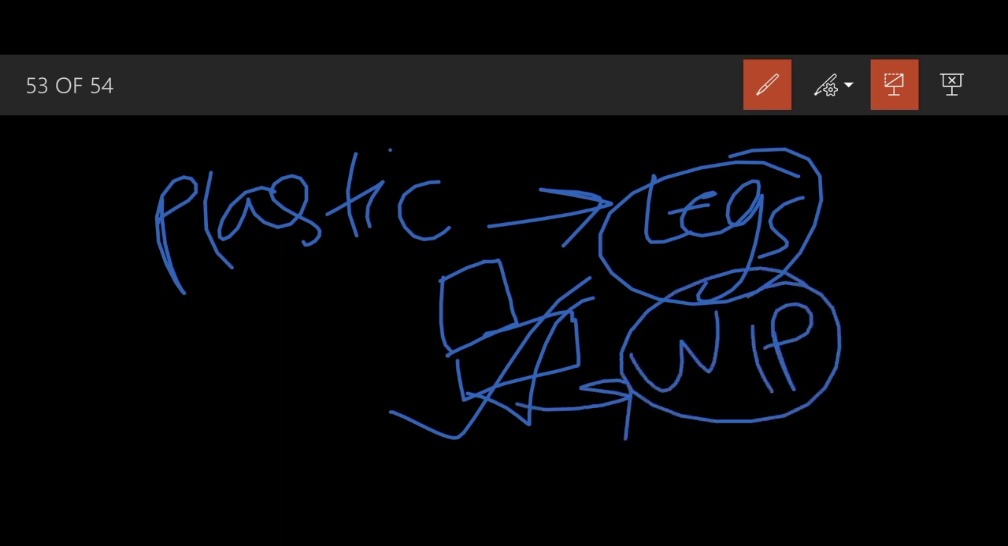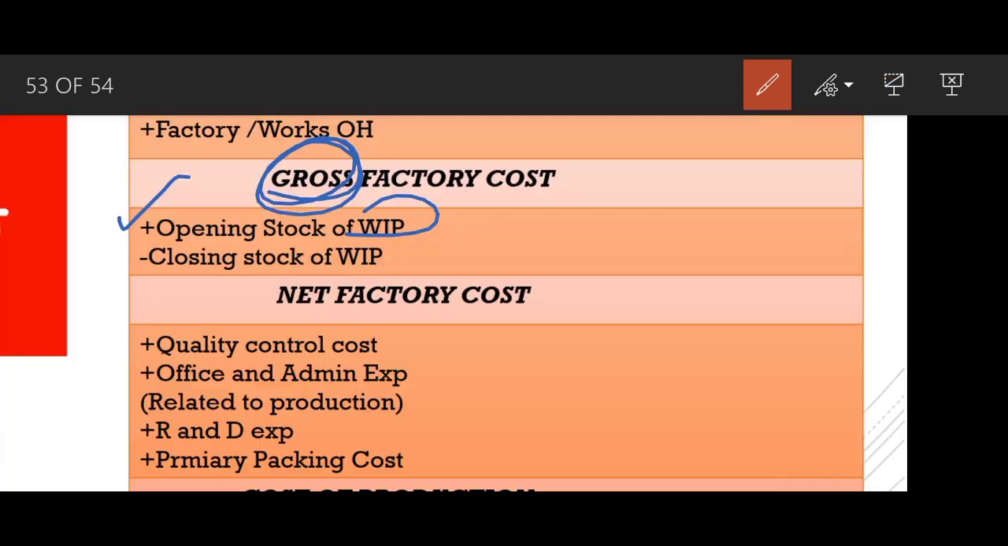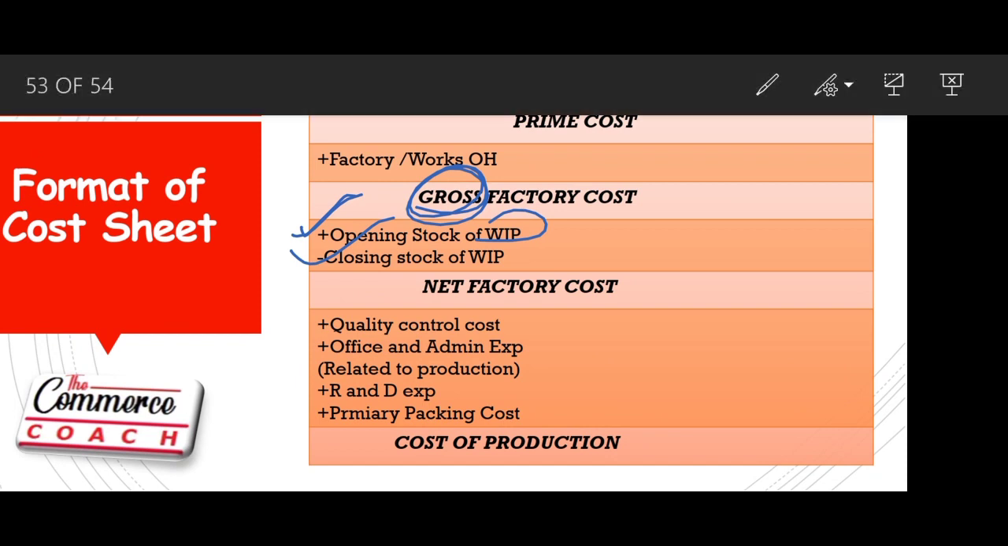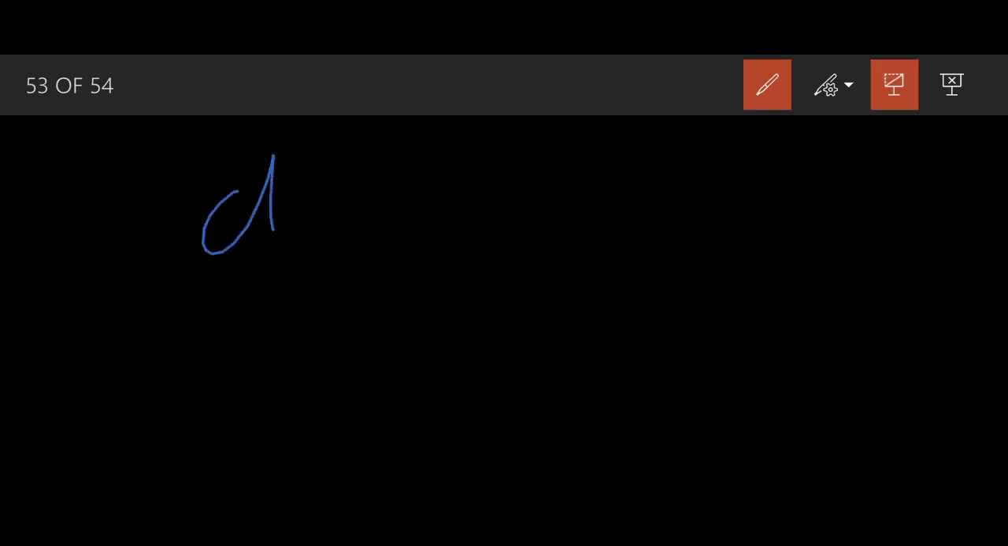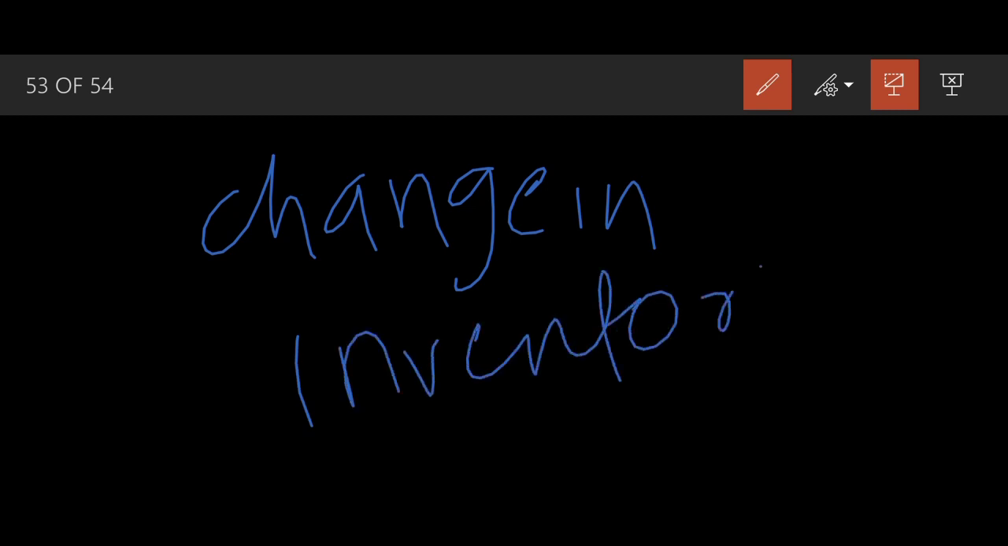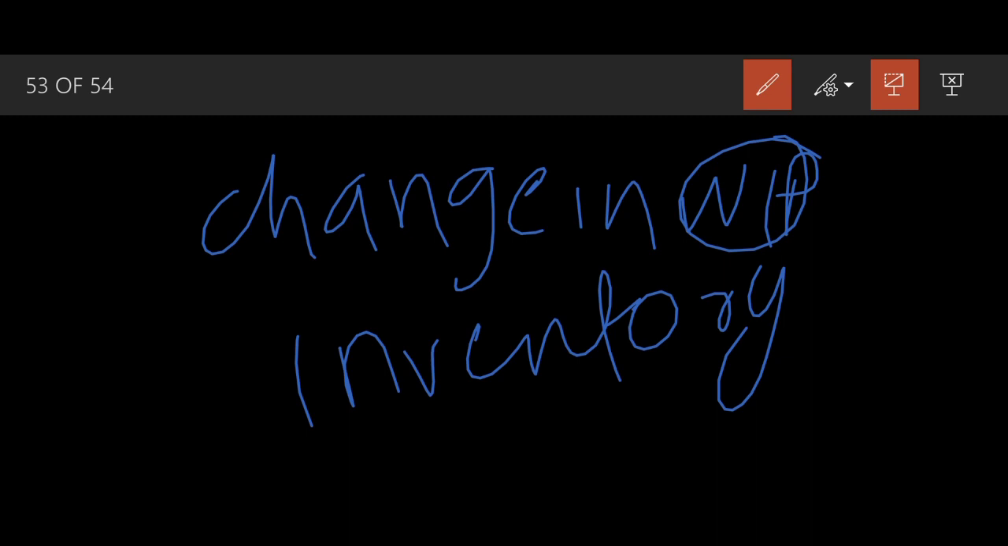So there will be a stock of WIP that has not been finished yet, and this is not a raw material even. So we will be adding it here, opening stock of WIP, and in the same sense we will be having a closing stock of such WIP as well. Opening stock will be added and closing stock will be deducted. Please focus, deducted, or you can say a different name, change in inventory of WIP.